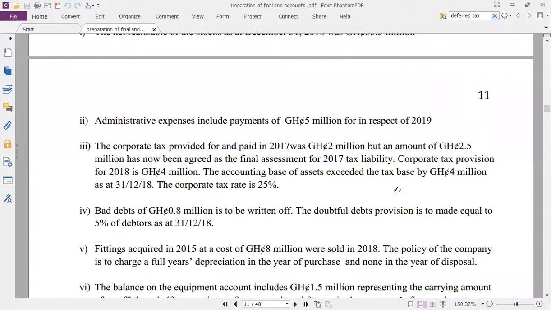Now let's go to the deferred tax section. The accounting base of assets exceeds the tax base by 4 million as at 31st December 2018. Corporate tax is 25%. So that's the closing balance. But he didn't give us the accounting base and the tax base. What do we do? They give us the temporary difference, which is 4 million. So you just have to multiply. That's the closing balance.